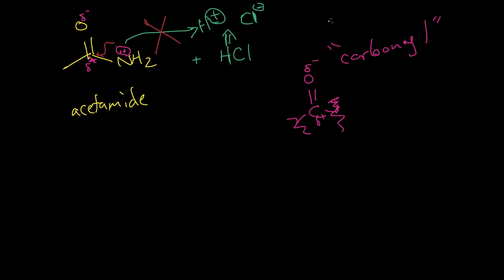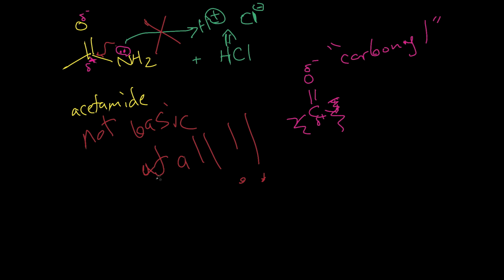It's not going to want to abstract a proton because with this carbonyl group right here, it's right at home. It found its opposite right here. So since this lone pair is now attracted to the carbonyl carbon, it no longer needs to abstract a proton from another molecule. So acetamide is super weak or not basic at all. So essentially that's why amines are basic and amides are not.